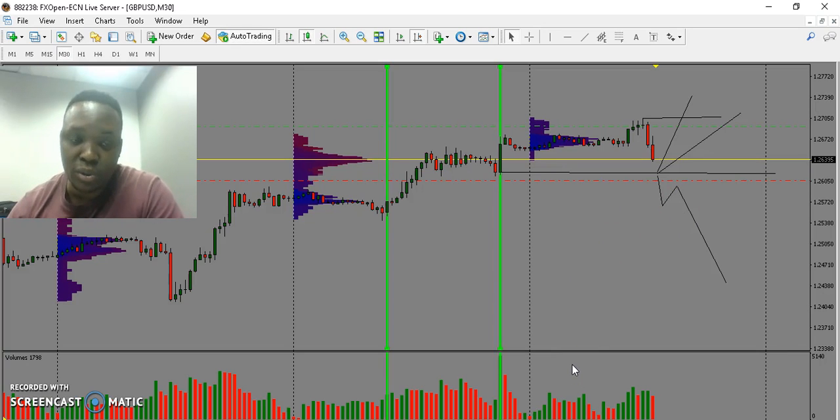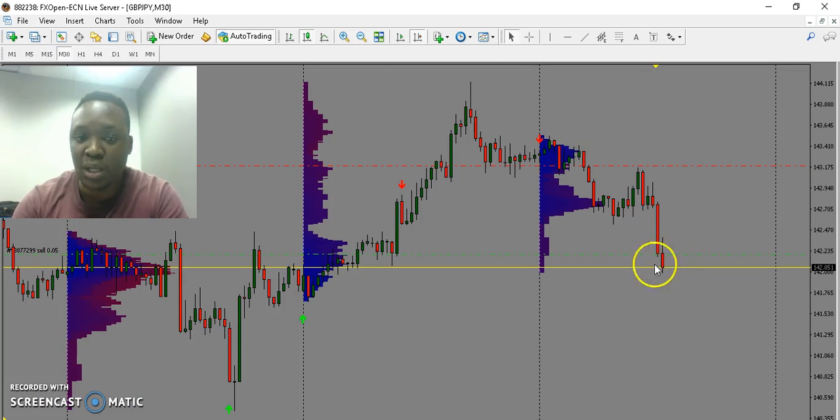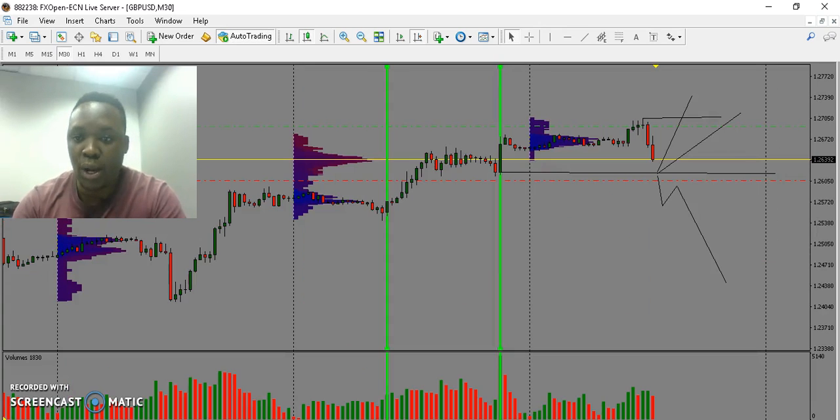I'm long on GBPUSD, even though the rules have changed a little bit on other GBP pairs, where I'm short on GBP yen. I'm selling GBP yen. Yes, I just sold GBP yen right here. But I'm still long GBP dollar. I won't close this trade until it breaks this level. So the news will be the deciding factor. But right now I've got two trades.